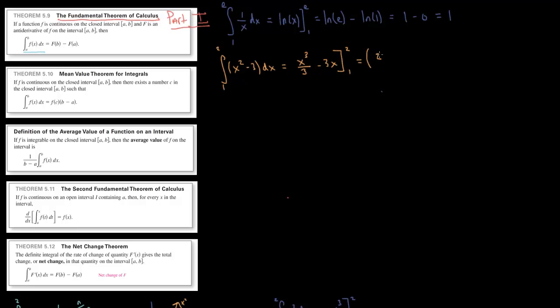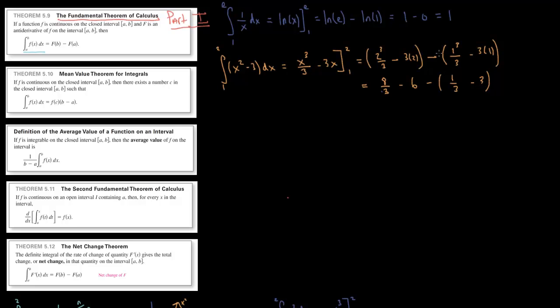So that is 2 cubed over 3 minus 3 times 2 in parentheses. That's capital F of 2. I plugged in a 2 into this expression. Minus, okay, we have to use parentheses here, capital F evaluated at 1. So that's 1 cubed over 3 minus 3 times 1. And now let's see what happens here. 2 cubed over 3, that's 8 over 3. Obviously 3 times 2, so we have minus 6. Now we have, let's see, minus 1/3 minus 3.